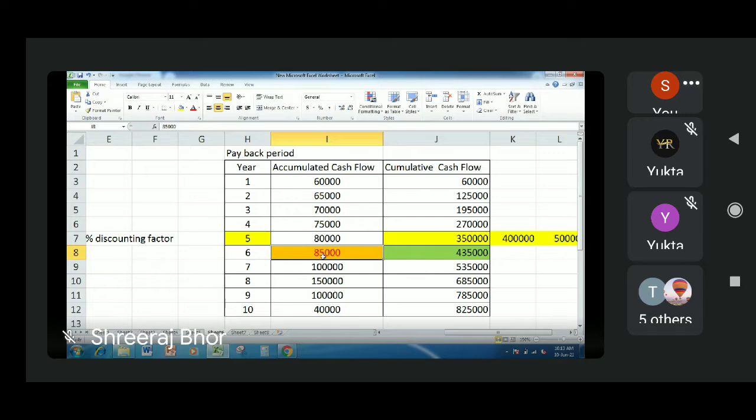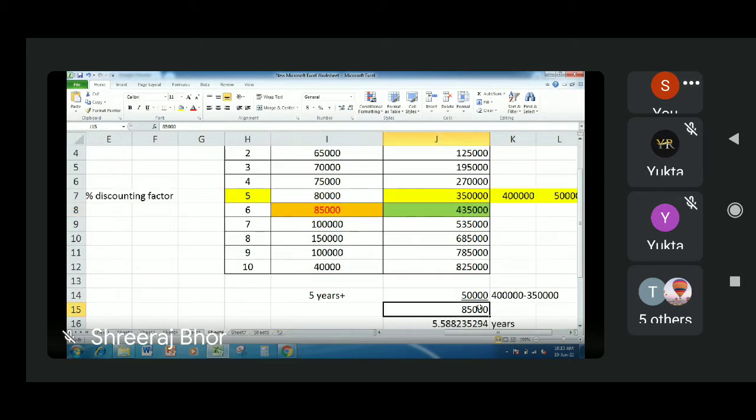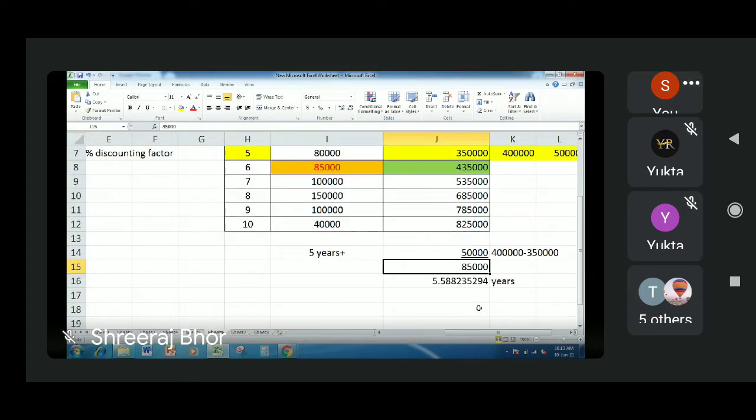So if we have received 3,50,000 up to 5 years, we will take the remaining 50,000 from this 85,000. So we divide by the figure of that year, 85,000. So 5 years plus 50,000 divided by 85,000. The answer is 5.58.